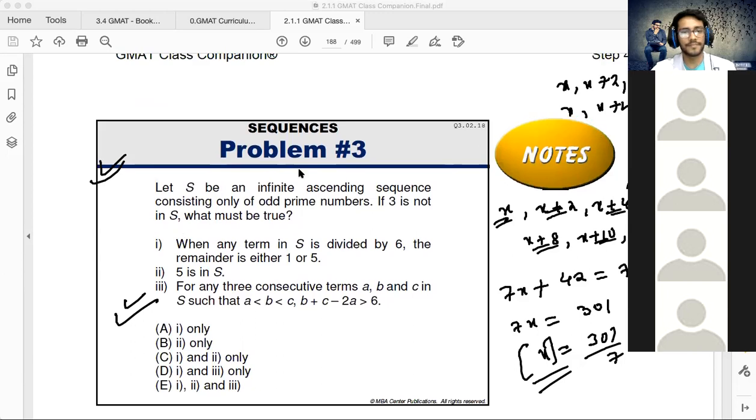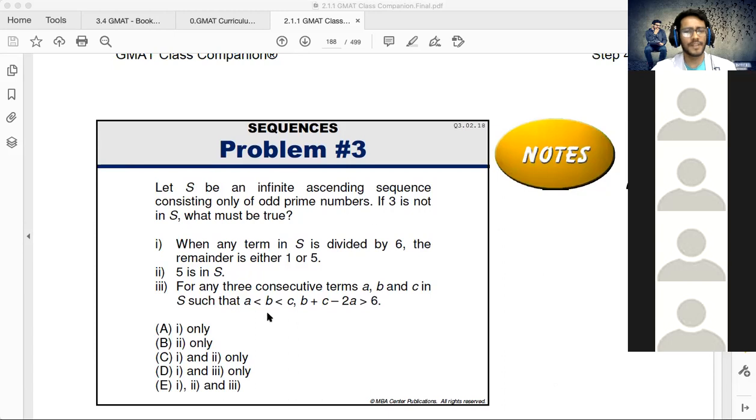Try this. This we have done. I think this was there in the solved examples. Let S be an infinite ascending sequence consisting only of odd prime numbers. Infinite. So there can be 5, there cannot be 5. Infinite sequence, I can take 2, 3, 5. Sorry, odd it says, no? So I can take 3, 5, 7, 11, 13, 17. So I have started from 3.